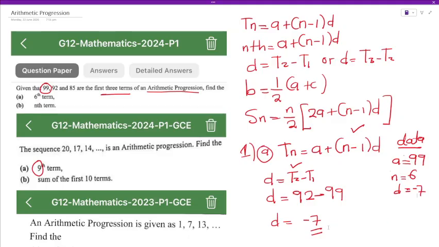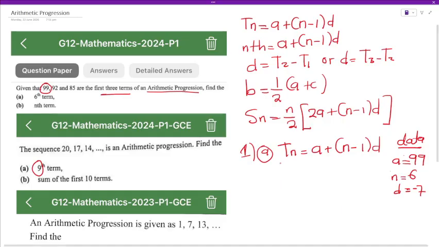Having found the common difference, you can now plug in these three values into your formula to find the sixth term. So I'll now go back to my formula and start plugging in those values. Allow me to push it this side. Okay, there is an N here. I said N is what? 6. So I'll put a small 6 here, equals, what is A?